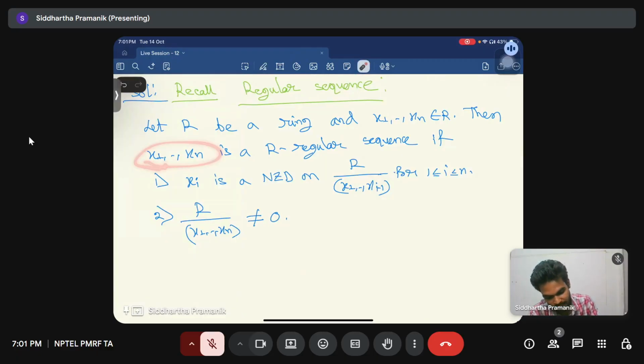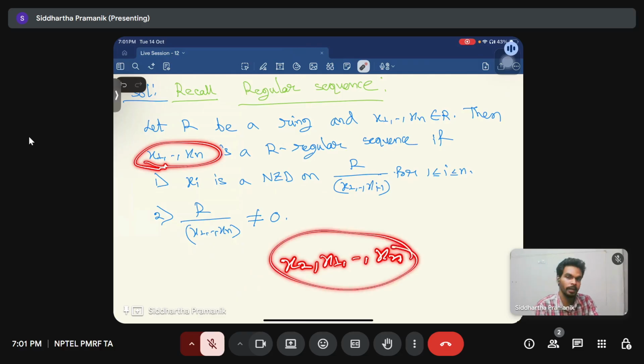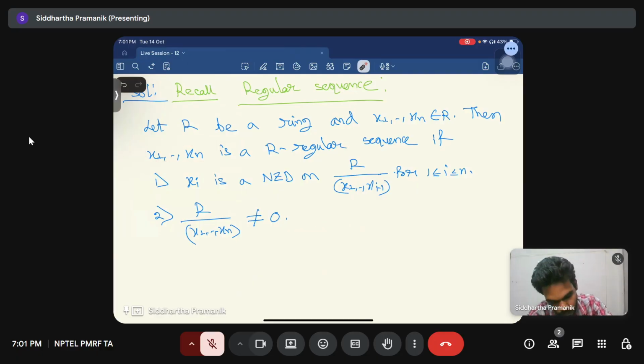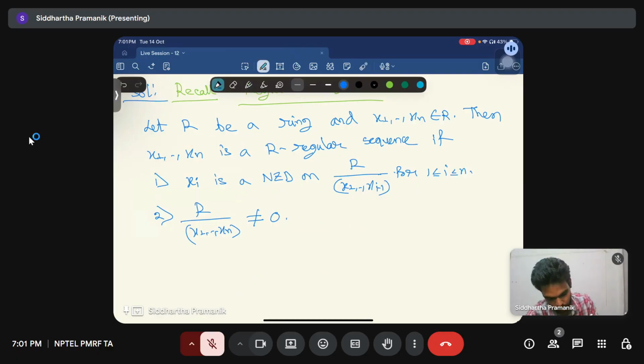Okay, now then in this case x1 up to xn is a regular sequence. But if we change the order, like if we take x2 first and x1 second, up to xn, then this sequence need not be regular sequence. So for that, we have to give some counter example. Okay, now come back to our problem.